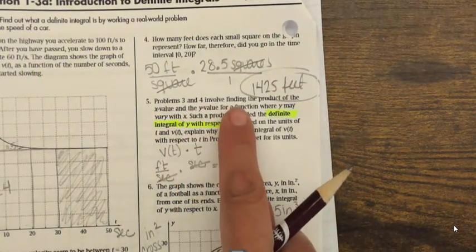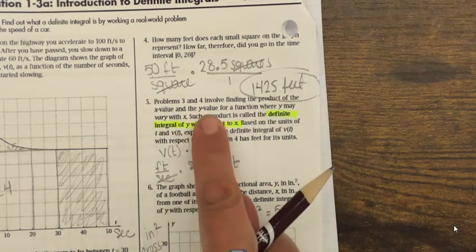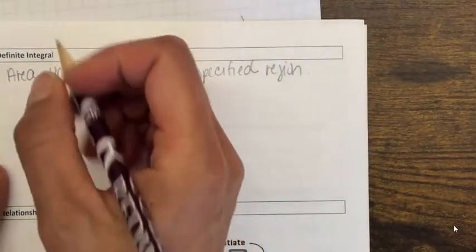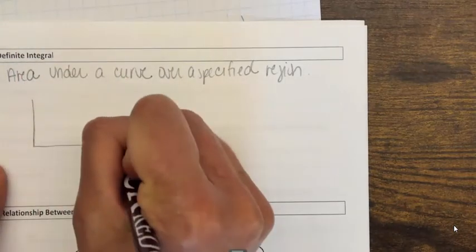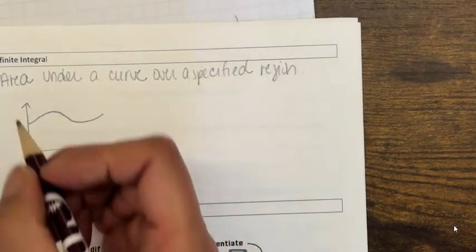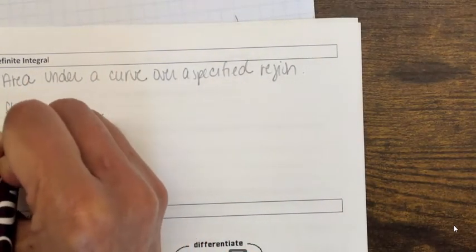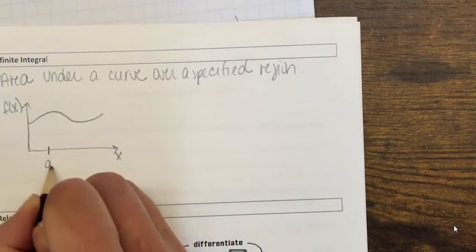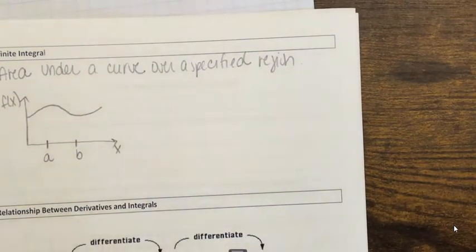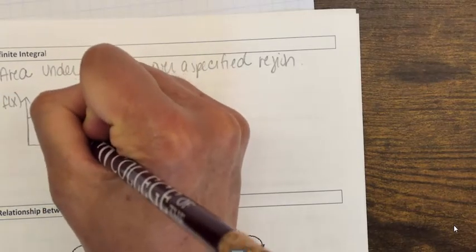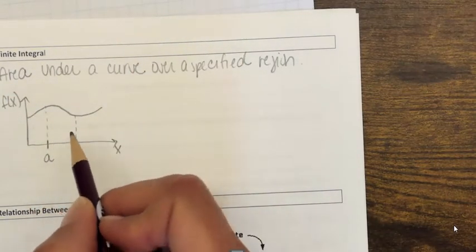right? So it's basically finding the product of the x value and the y value for a function where y may vary with x, right? X is the input, y is the output. So I can draw a little picture of this. Maybe I'll draw some crazy little curve. Okay, I'm going to call this f of x my function. This will be x. Now, in between two values of x, between like a and b, that's where you get the definite integral. Like you can definitely get an approximation or an area under this curve.